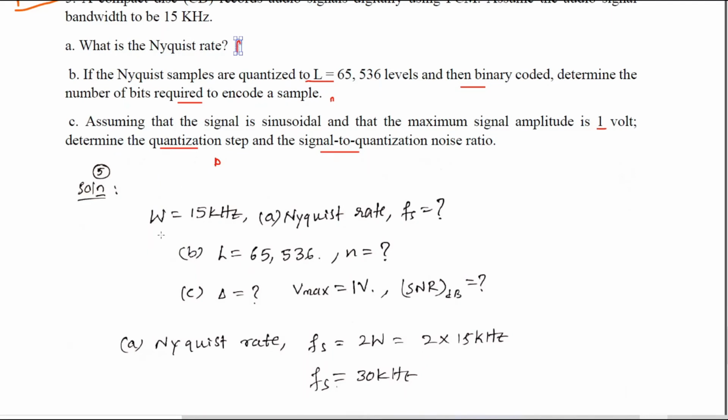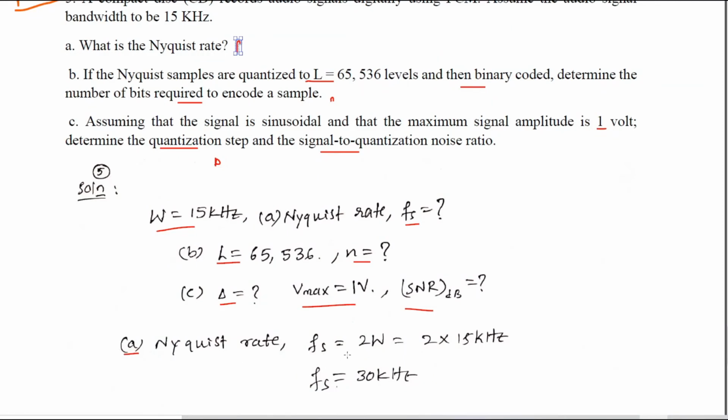Okay, given is, as I have already indicated, omega is equal to 15 kilohertz, which is our signal bandwidth or message signal bandwidth. Nyquist rate is Fs, which we need to calculate. The number of levels we can represent is 65,536. Need to calculate number of bits, delta, Vmax, or you can say m of t maximum, whatever you name it, it is the maximum amplitude of the signal, which is 1 volt. And signal to noise ratio in decibels we are going to find out.